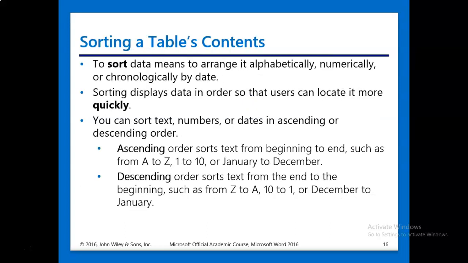Sorting a table's contents. To sort data means to arrange it alphabetically, numerically, or chronologically by date. Sorting displays data in order so that the users can locate it more quickly. You can sort text, numbers, or dates in ascending or descending order. Ascending order sorts text from beginning to end, such as from A to Z, 1 to 10, or January to December. Descending order sorts text from the end to the beginning, such as from Z to A, 10 to 1, or December to January.